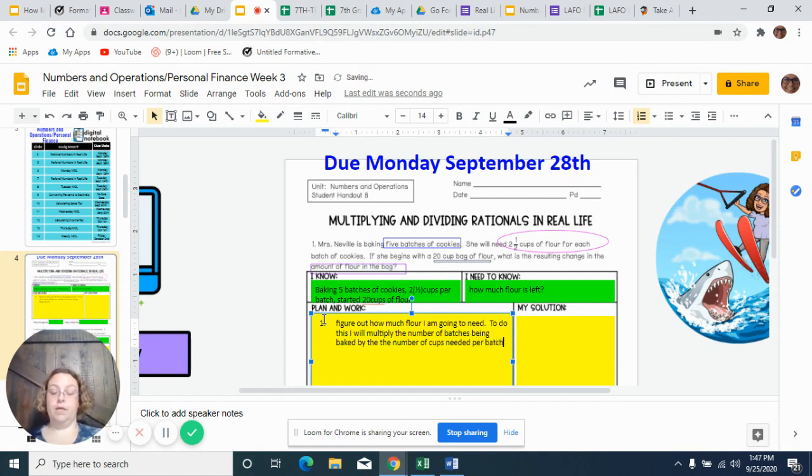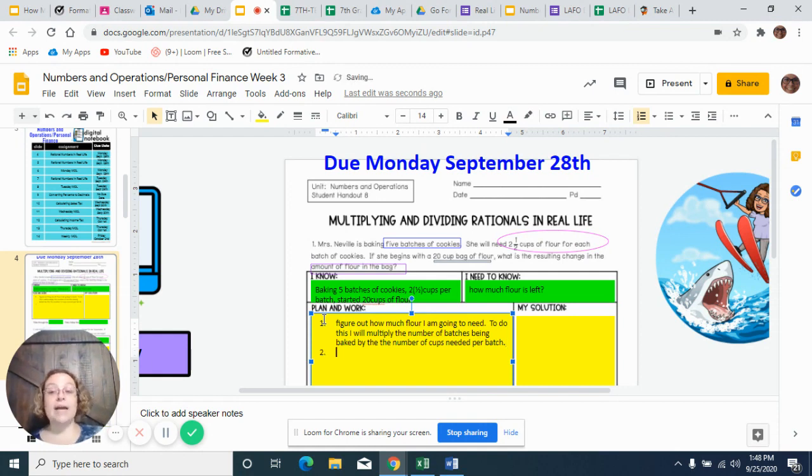Okay? Now, why do we do that? Well, because if I know that I'm using 2.5 cups of flour per batch, I could add that to itself 5 times because I'm doing 5 batches, right? I could do that. I could add it 5 times. Or I could just take that 2.5 and multiply it by 5. It's the same thing. And that would be a lot quicker and easier.